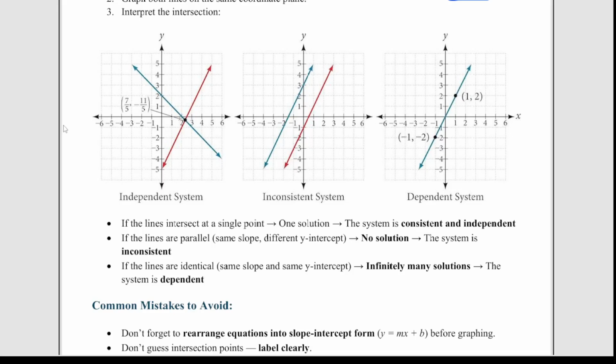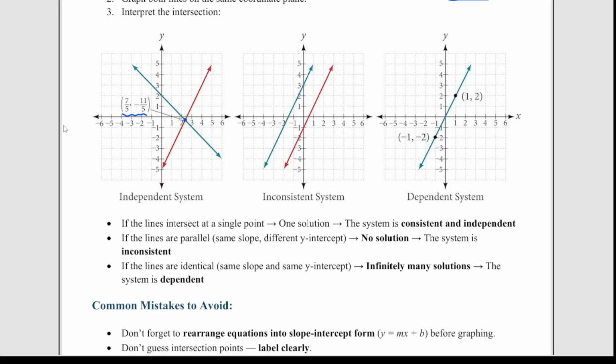Either you have what's called an independent system, so they are two completely different equations that intersect at exactly one point. That one point might be a little bit messy, might be a fraction, but they'll intersect exactly one place. The fancy word for that is being consistent and independent.